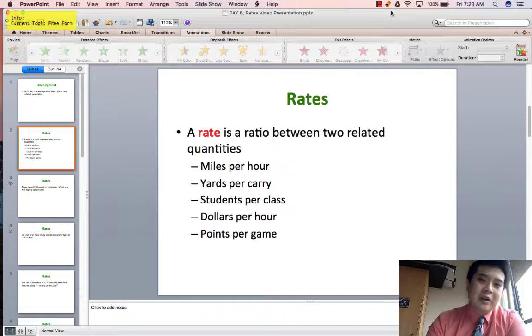For example, we have miles per hour, that's a standard one for speed. Yards per carry, you can see that often in football. Students per class, dollars per hour, points per game. So we use these pretty regularly in our everyday lives.